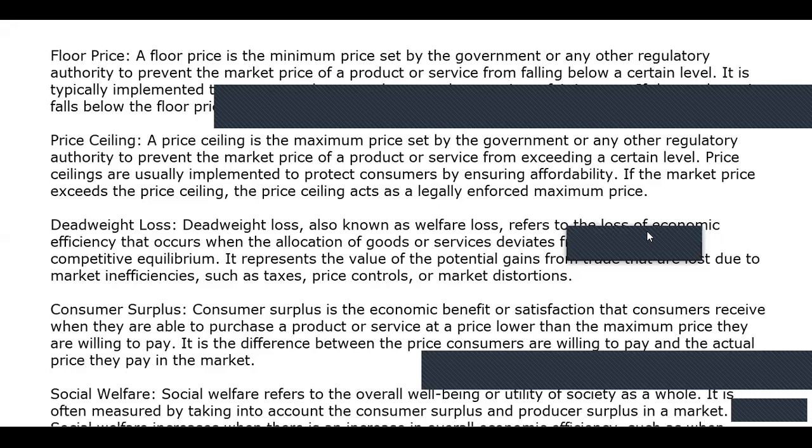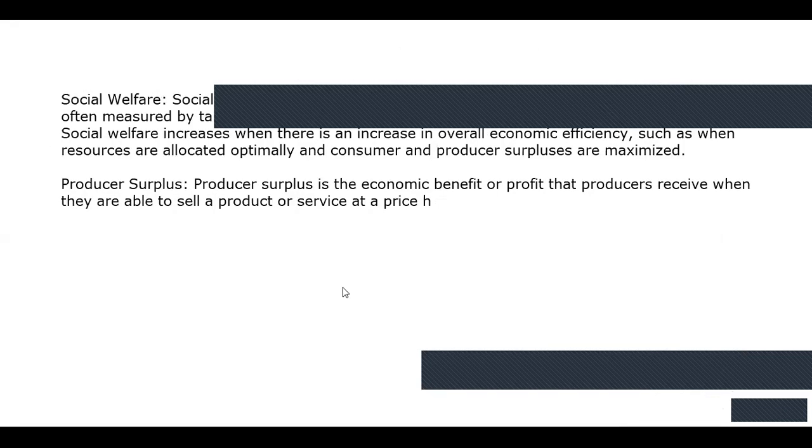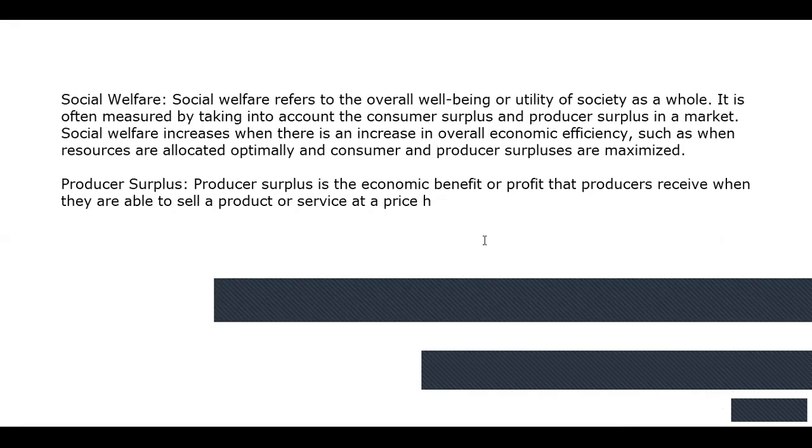Social welfare is simply the overall well-being or utility of society as a whole, and it is measured by taking into account the consumer surplus and the producer surplus of the market. So these are very, very important to know. Then we also have producer surplus, which is the economic benefit or profit that producers receive when they're able to sell a product at a higher price.